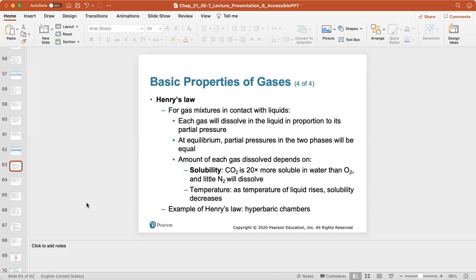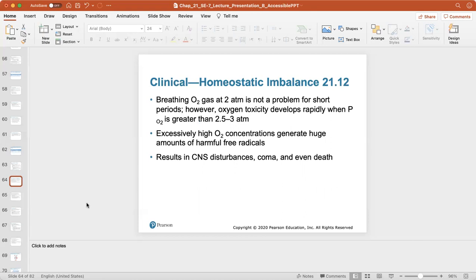An example of Henry's law is hyperbaric chambers. So someone can go into a hyperbaric chamber and get an increased level of partial pressure of a gas. So a homeostatic imbalance, for example: breathing oxygen gas at 2 atmospheres is not a problem for short periods. However, oxygen toxicity can develop rapidly if the partial pressure of oxygen is greater than 2.5 to 3 atmospheres.